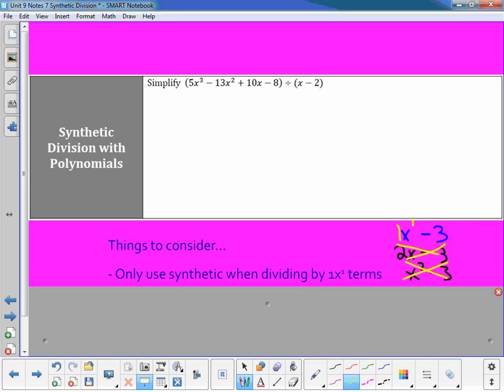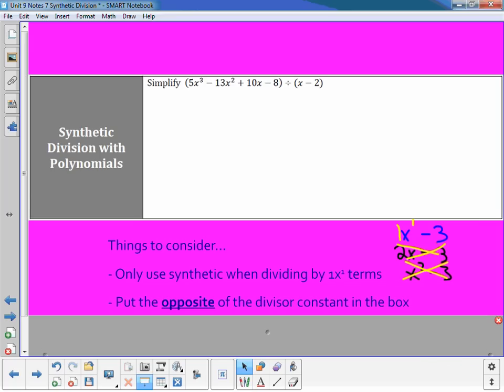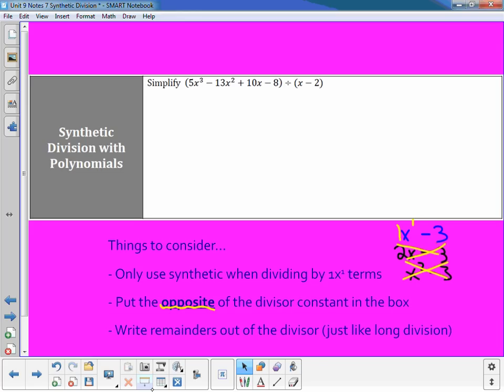The next thing I want you to consider is we're going to put the opposite of the divisor constant in the box. Okay, the opposite. And that's a common mistake that students make, is they want to put the number in the box, but they have to take the opposite of it. And the last thing, this is straight from long division as well, but we write remainders over the divisor. So we're going to have remainders, and we're going to write them over the divisor, just like we did with long division. So let's take a look at our first example up at the top.